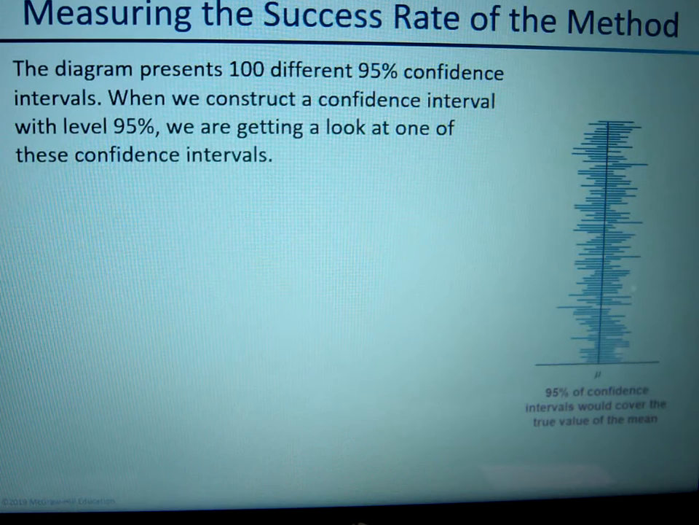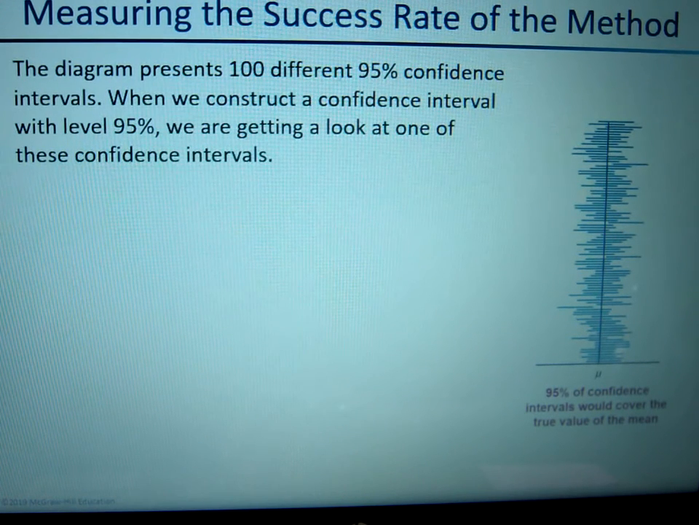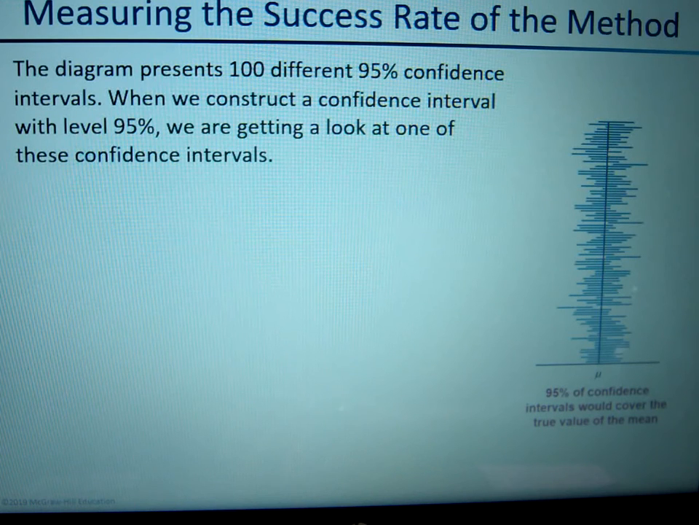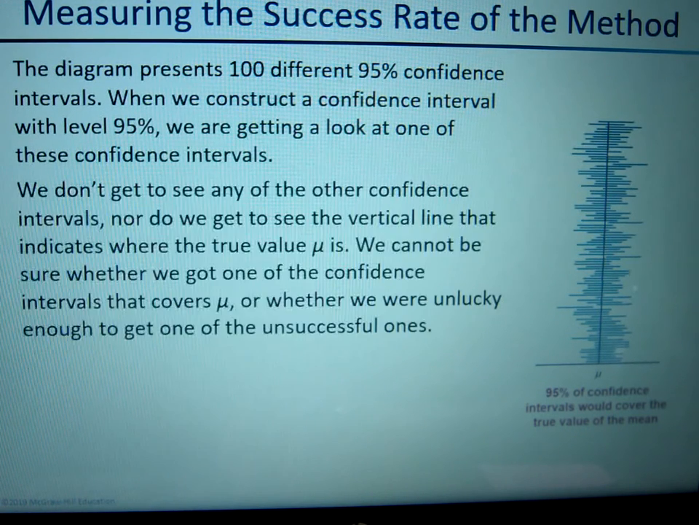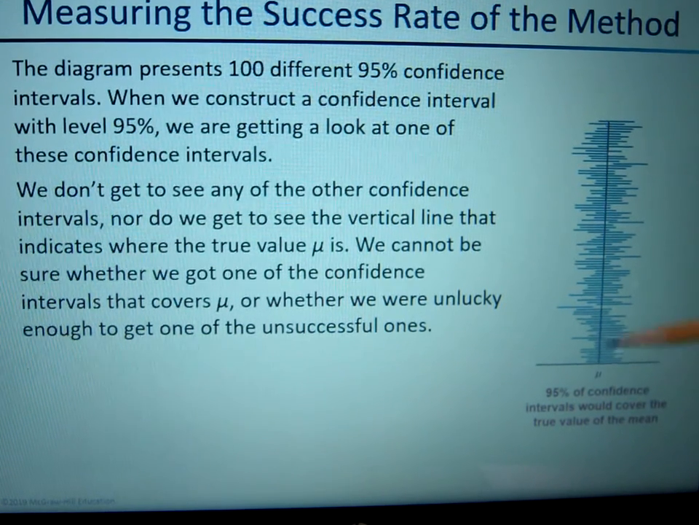All right, measuring the success rate of the method. The diagram represents 100 different 95% confidence intervals. When we construct a confidence interval with 95%, we're looking at one of these confidence intervals. We don't get to see any other confidence intervals, nor do we get to see the vertical line that indicates where the true value is.